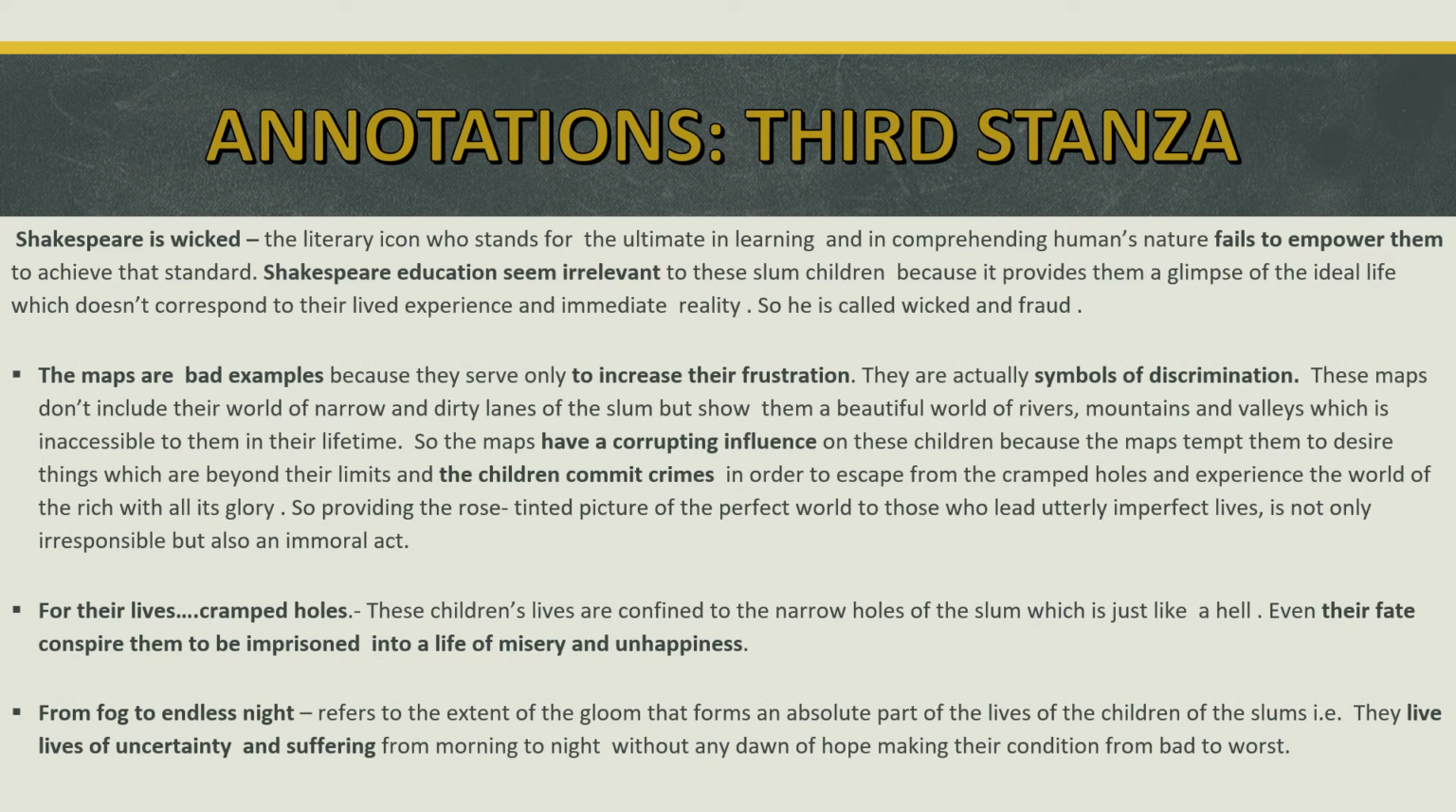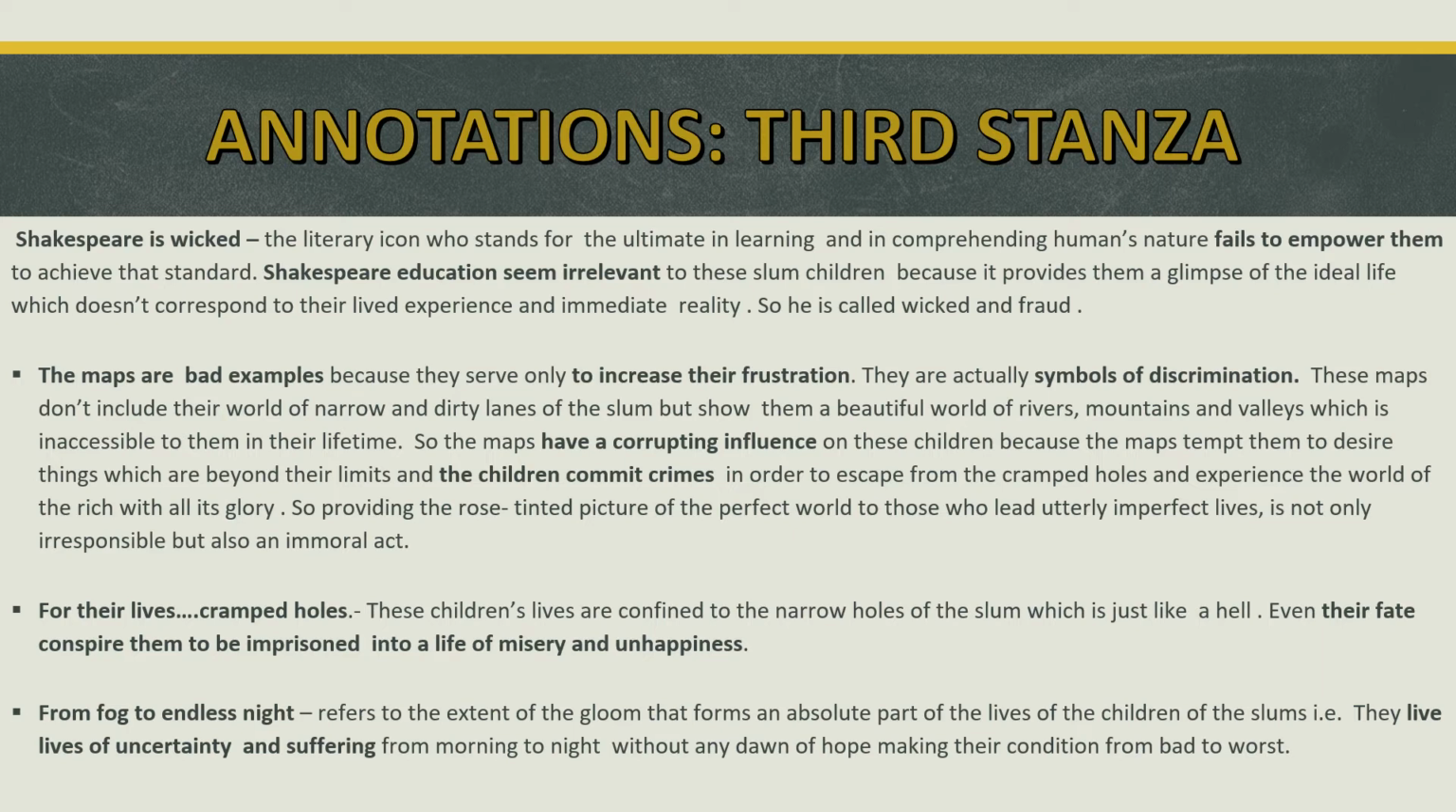Reading between the lines will help us to get the deeper meaning of the poem. Here are a few important lines from the third stanza. The poet calls Shakespeare wicked because this literary icon who stands for the ultimate in learning and in comprehending humans' nature fails to empower them to achieve that standard. His study seems irrelevant to these slum children because their reality is far removed from the literary world of Shakespeare. So he is called wicked and fraud by the poet.